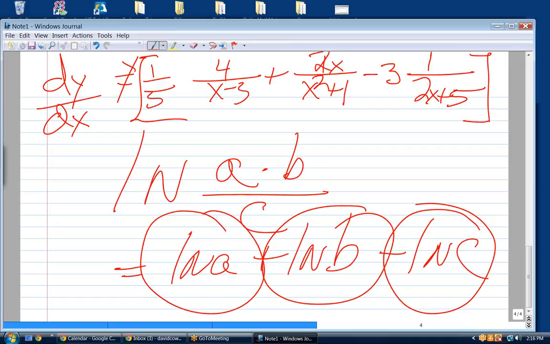And that's where taking the natural log of both sides is very helpful. You end up changing all of your products and quotients into sums and differences, and then it's very easy to differentiate those.